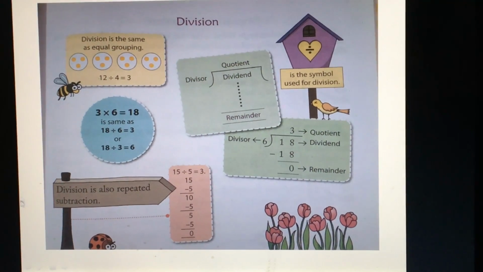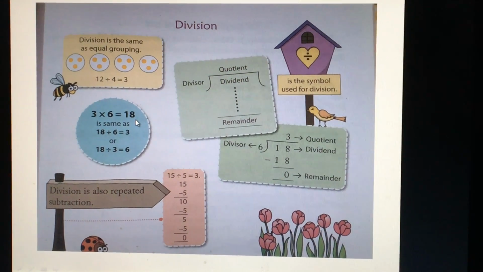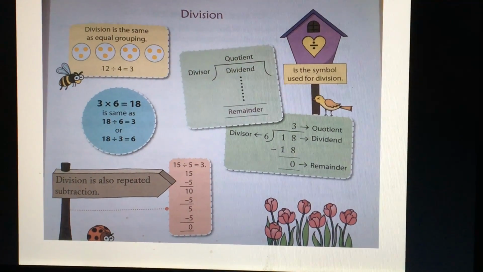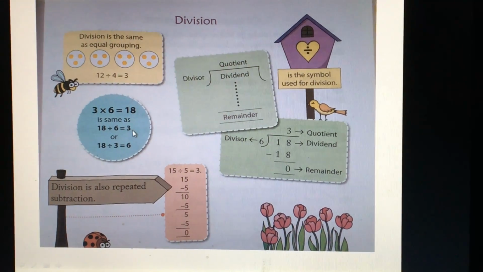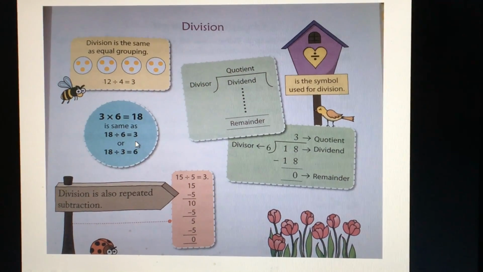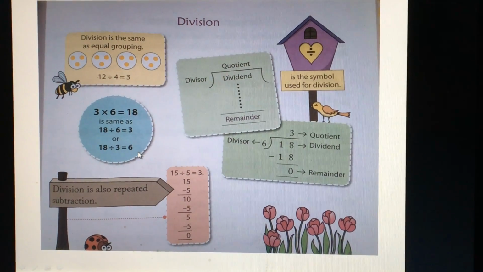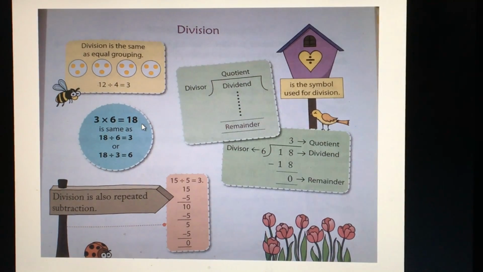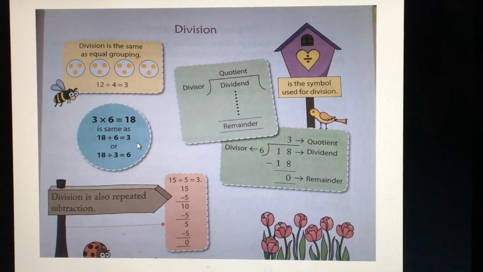Now in the second figure it is shown 3 into 6 is equal to 18. This is a multiplication statement. Now we can change this multiplication statement into a division sentence. So keeping the numbers the same, we will write 18 divided by 6 equals 3, or 18 divided by 3 equals 6. So corresponding to every multiplication fact, we have two division facts.